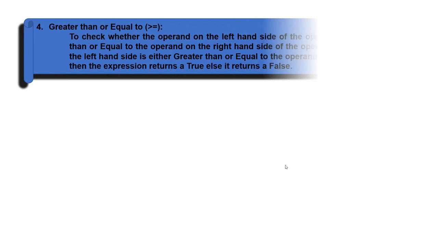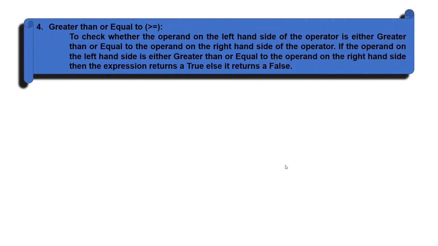Now the greater than or equal to operator. The greater than or equal to operator checks whether the operand present on the left hand side of the operator is either greater than or equal to the operand present on the right hand side of the operator. If the operand on the left hand side is either greater than or equal to the operand present on the right hand side, then the expression will result in true. Otherwise it is going to result in false.